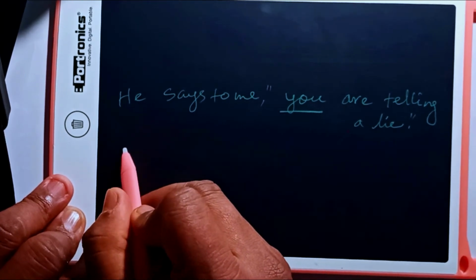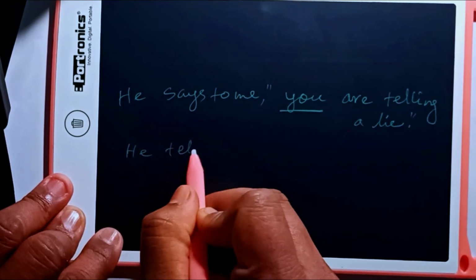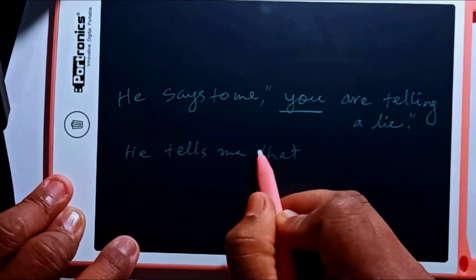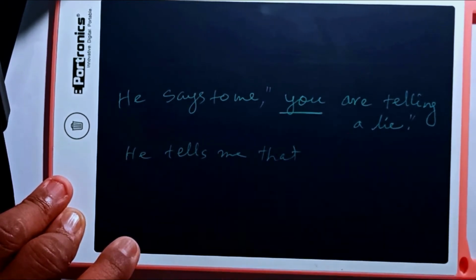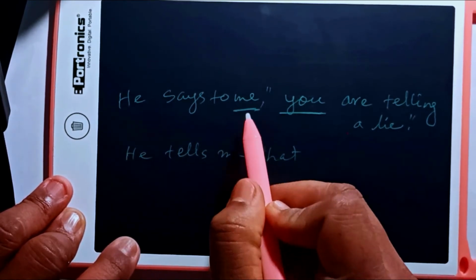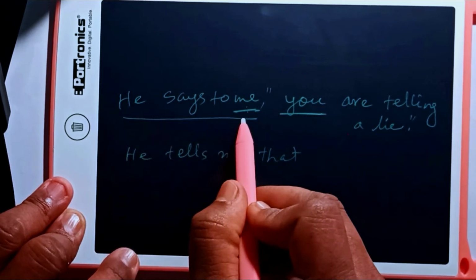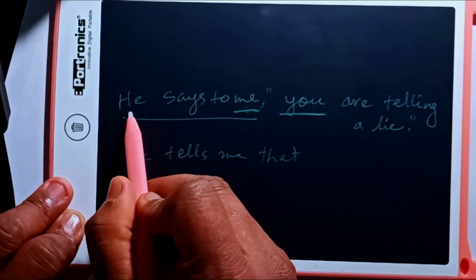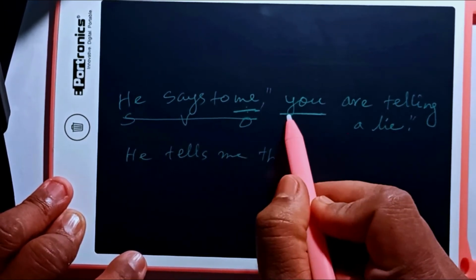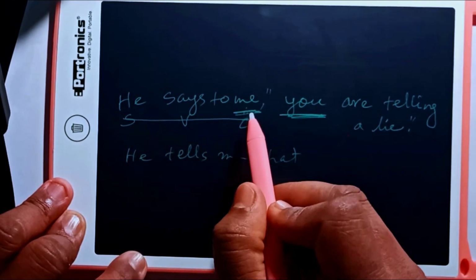How we are going to change this sentence is: he tells me that. The rule says that this will be affected by the object of the reporting speech. This is our reporting speech, with this being the subject and this the verb, and this becomes our object. So this is going to be affected by the object of the reporting speech.